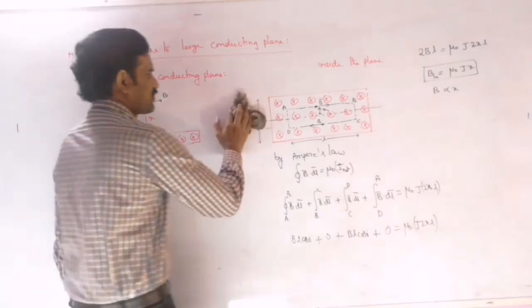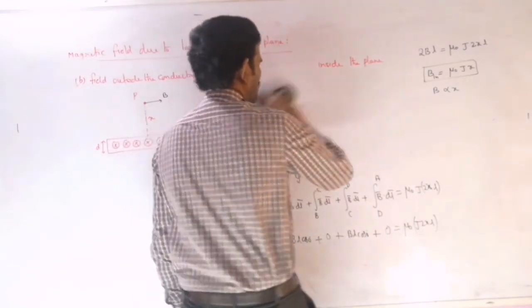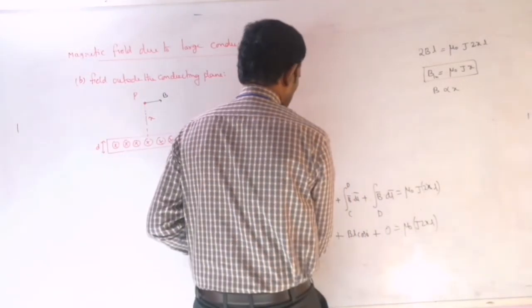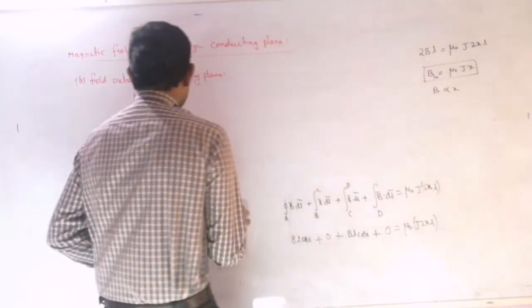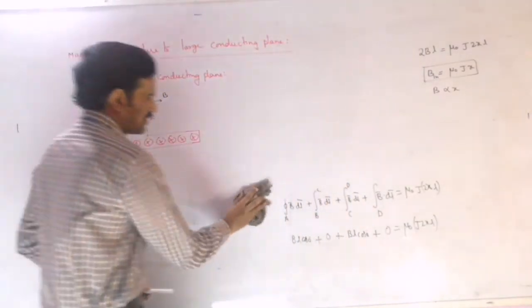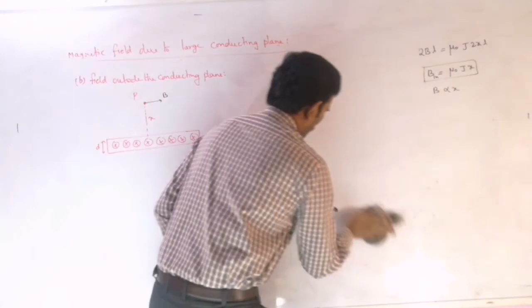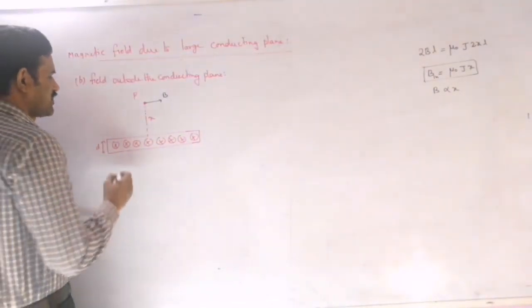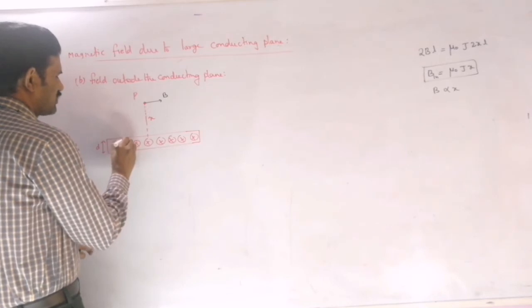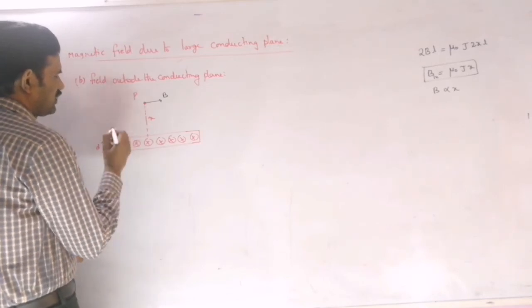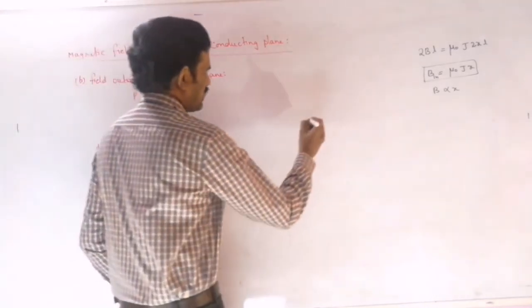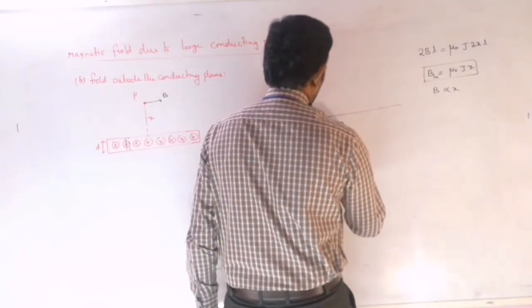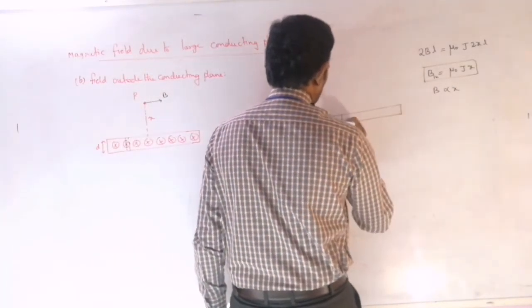Or otherwise you may consider our similar previous discussion. Our similar previous discussion means previously, to decide this direction, what we can consider is that here you may consider a small element. Here you may consider a small element. So first I will explain this field direction here, and after that you can derive that.